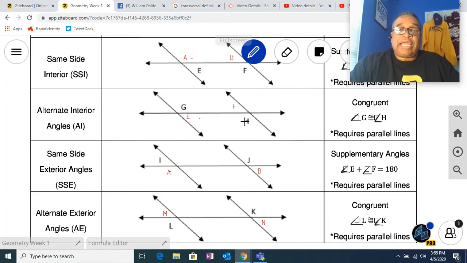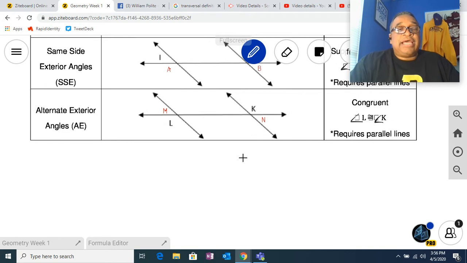And then we look at exterior angles that are on the same side. Remember, this was interior, inside of these two lines. Now think about outside for exterior. So I and J are same side of the transversal. They're on the top of the transversal, but exterior, outside of the two parallel lines. Same thing with A and B, same side exterior angles. And then we're looking at alternate exterior angles. These are tongue twisters, I'll tell you.